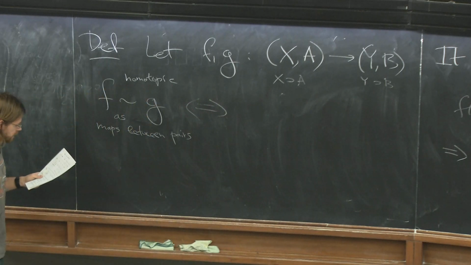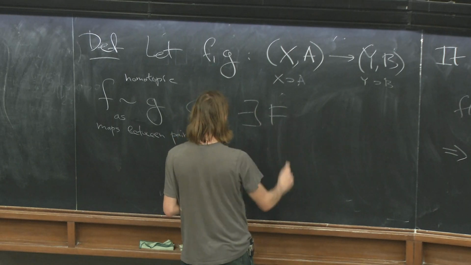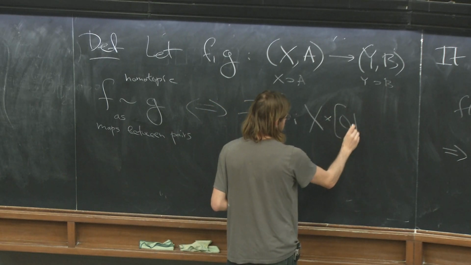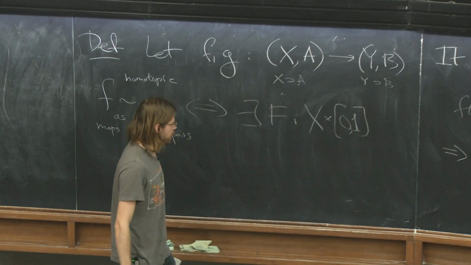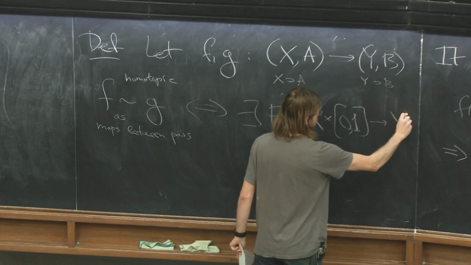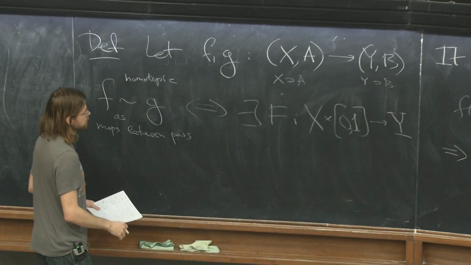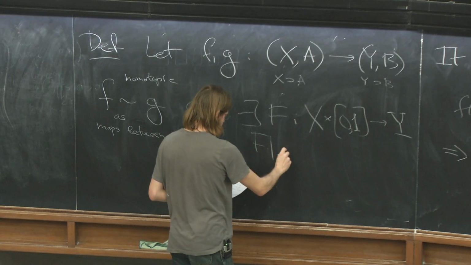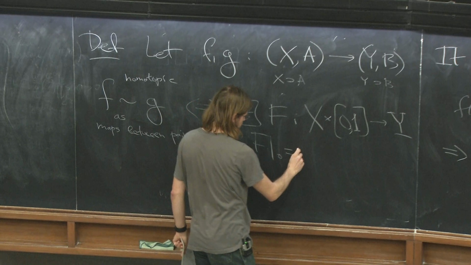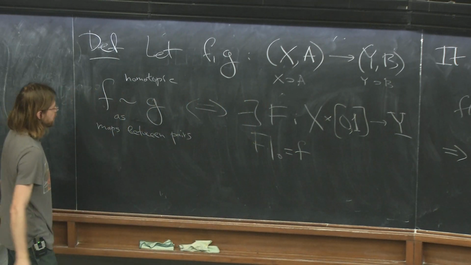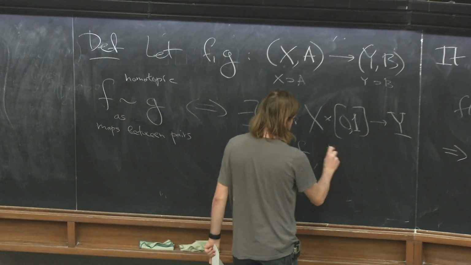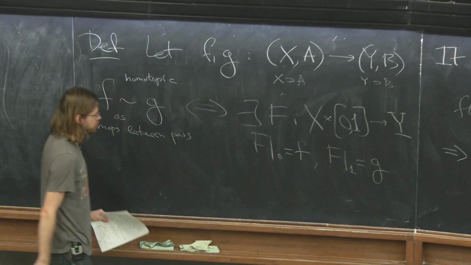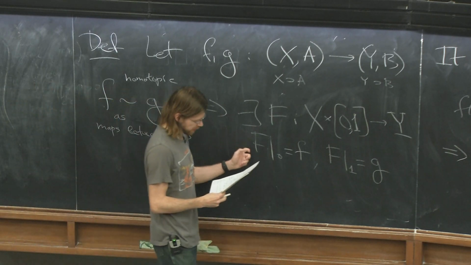if and only if, by definition, there exists a capital F. In the case of the usual homotopy, we consider capital F to be a map from X times an interval to Y. So far this is as in the case of just usual maps from X to Y. And as before, we want to require that capital F restricted to the initial point of the interval coincides with our small f here, and capital F restricted to the terminal point of the interval coincides with map G. So far this is as in the usual homotopy.